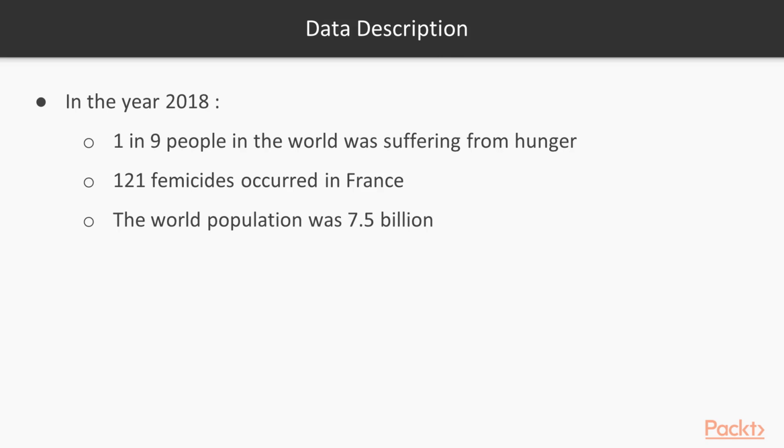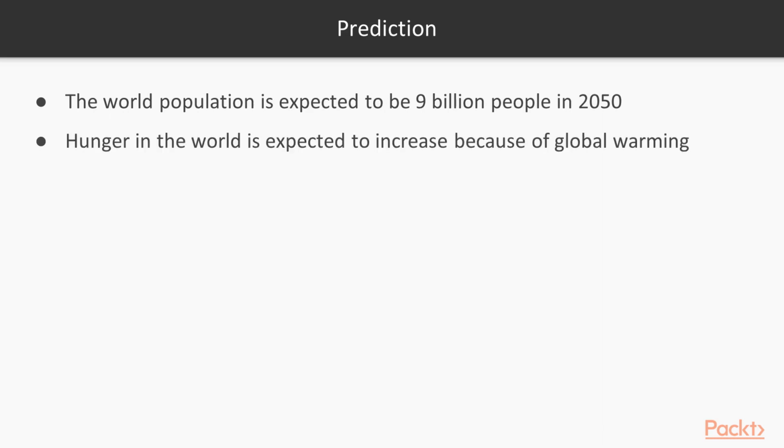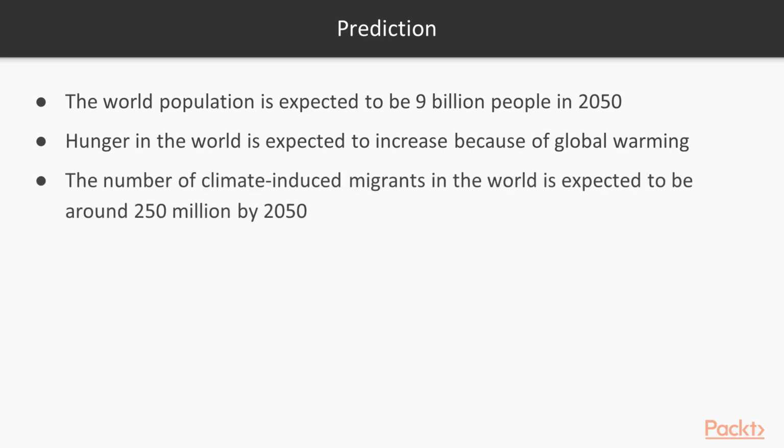But the goal of our analysis could go beyond data description. For example, prediction. The world population is expected to be 9 million people in 2050. The hunger in the world is expected to increase because of global warming, and the number of climate-induced migrants in the world is expected to be around 250 million by 2050, according to the United Nations.